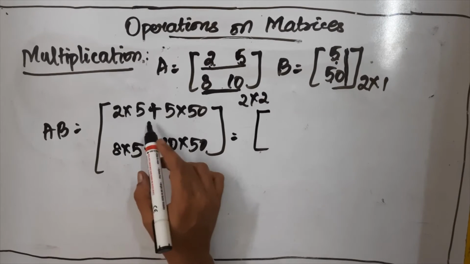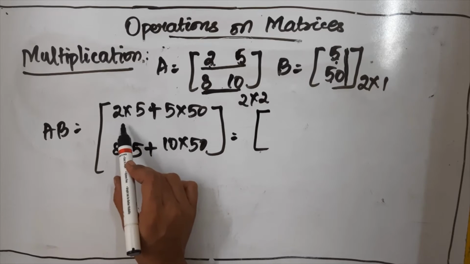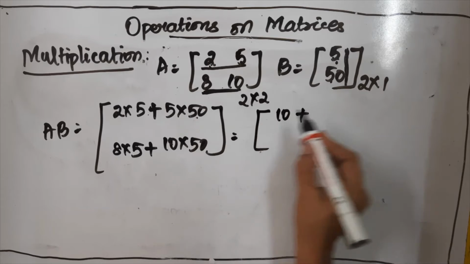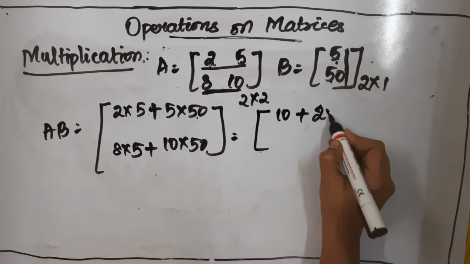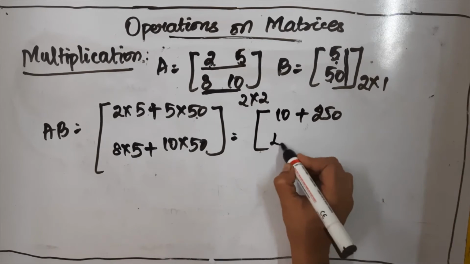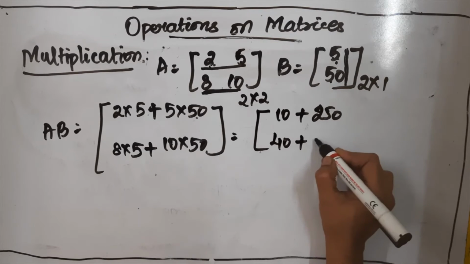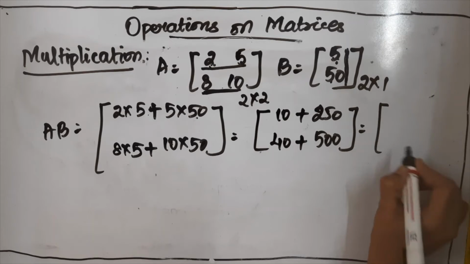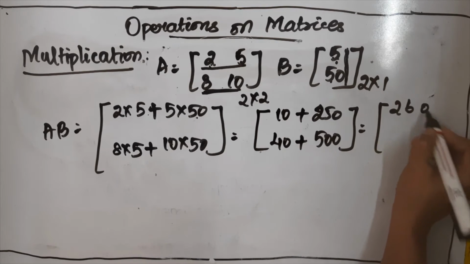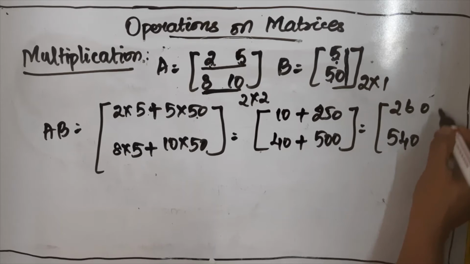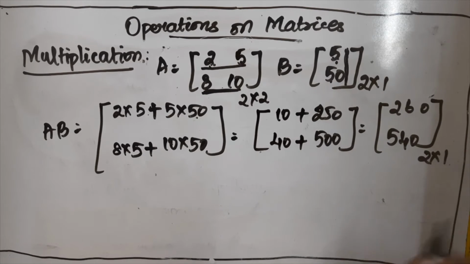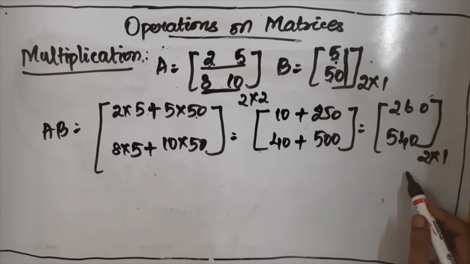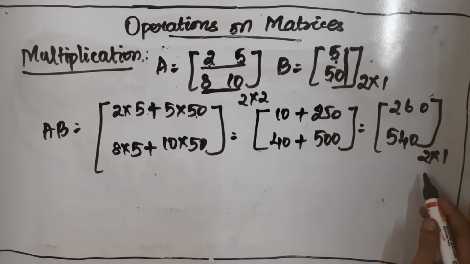We are going to get a 2 by 1 matrix. So here 2 into 5 is 10 plus 5 into 50 is 250, and 8 fives are 40, 10 fifties are 500. So here we are getting 260 and 540, which is a 2 by 1 matrix. This is how we do the multiplication of two matrices.